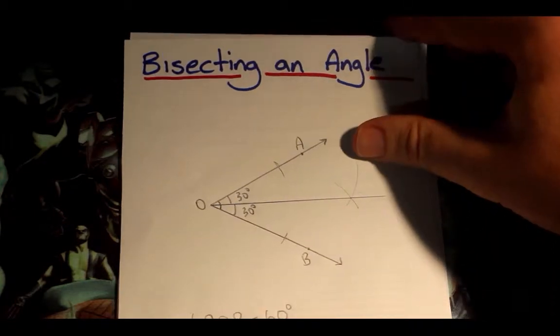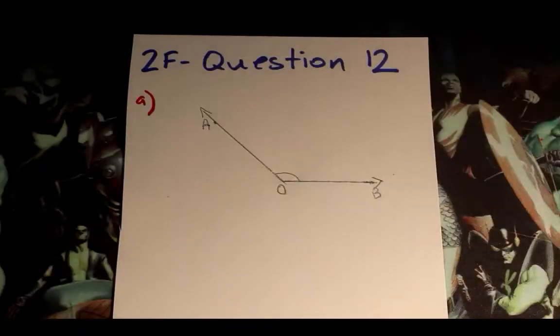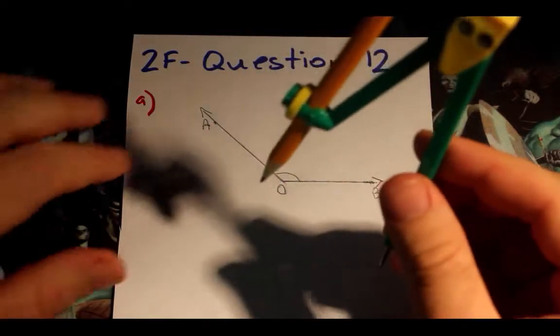And question 12 wants us to consider the idea of bisecting an obtuse angle. They ask us if we think it's possible, and if so, how would we do it? Well, here is an obtuse angle, and I'm going to show you that you can indeed cut it in half, and it's done with the same method.